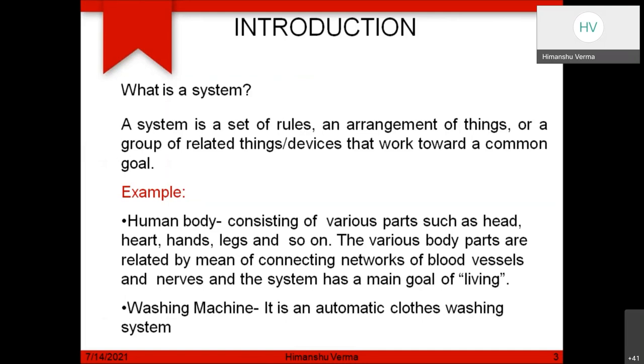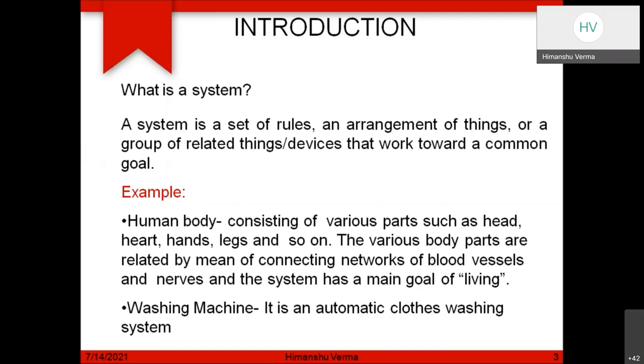Now these various body parts are related to each other. They are connected to each other by a network. That network is known as the nerve system of our body, right? And they are all united and working together for a common goal. The common goal for us is living. So for living, they are working continuously, like our heart is pumping continuously, and the brain and our lungs. So they are working together, and all those different components have a common goal.